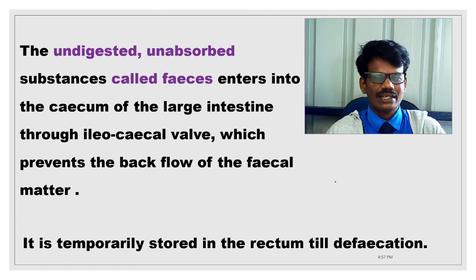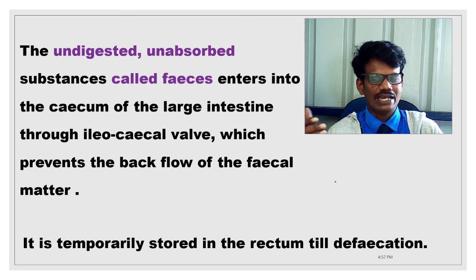The undigested and unabsorbed food substances that are passed after absorption from the small intestine we call feces, which enter from the small intestine into the large intestine at a site we call the ileocecum. At the ileocecum there is a wall, which we call the ileocecal wall, which prevents the backflow of these feces that have entered into the large intestine.